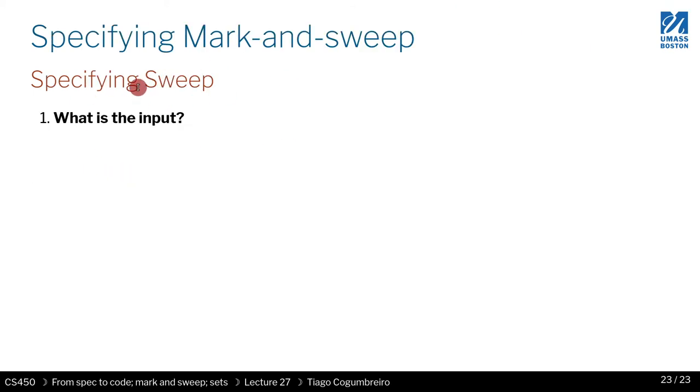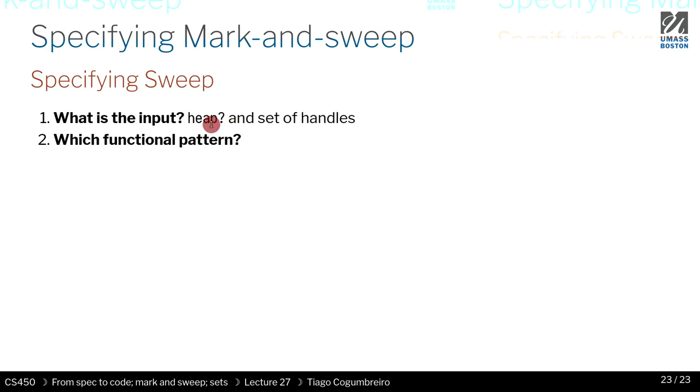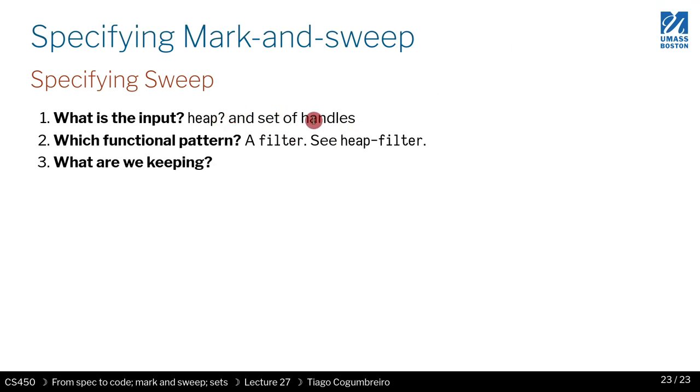Now let's look at mark and sweep. So how do you specify sweep? The input is going to be a heap and a set of handles. The idea is, you've already marked, and the set of handles is all the handles that are going to be kept. So that's this set of handles here.